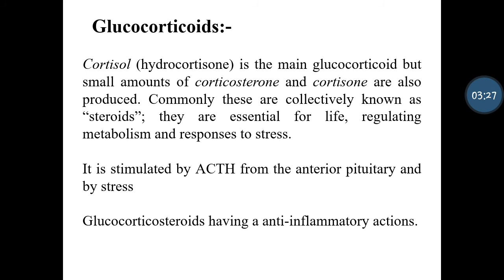Glucocorticoids: cortisol, or hydrocortisone, is the main glucocorticoid, but small amounts of corticosterone and cortisone are also produced. Commonly, these are collectively known as steroids. They are essential for life, regulating metabolism and responses to stress. Their secretion is stimulated by ACTH, adrenocorticotropic hormone from the anterior pituitary, and by stress. Glucocorticoids have an anti-inflammatory action.